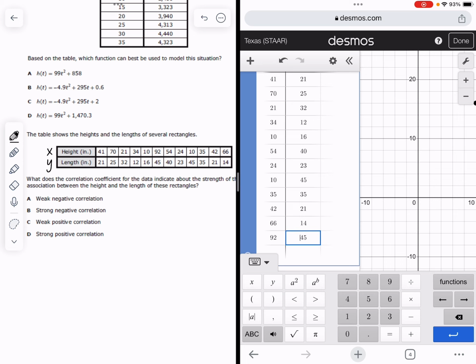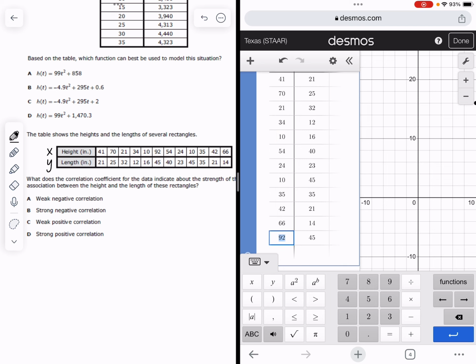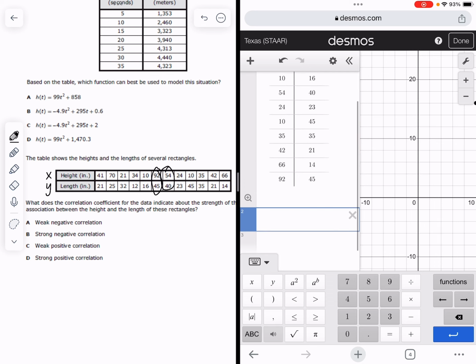All right, so just be careful. You should have the same amount of x's as y's. And if you skipped a point, make sure everything lines up. Each x goes with the right y. So it looks like I skipped the 92, 45, so I just put it at the bottom. The order doesn't matter, you just have to have all of them.